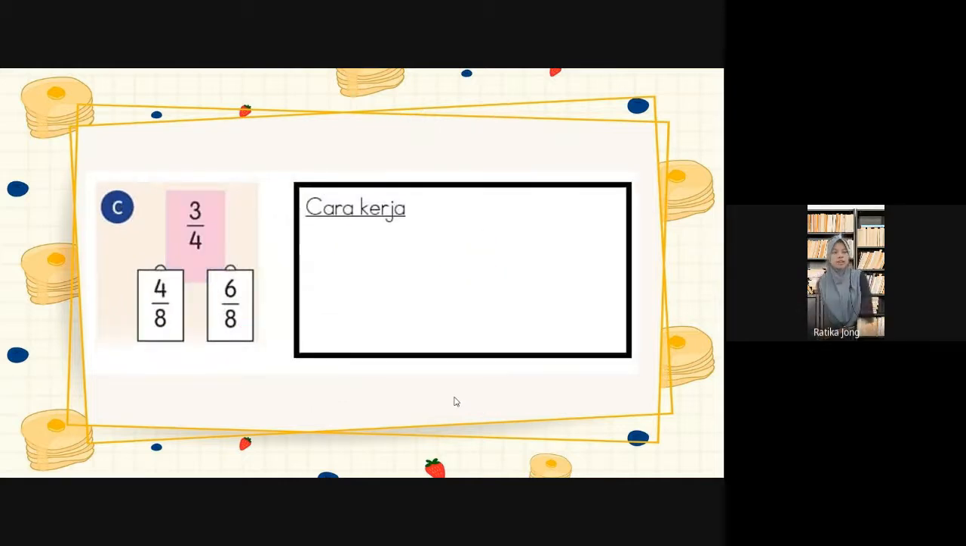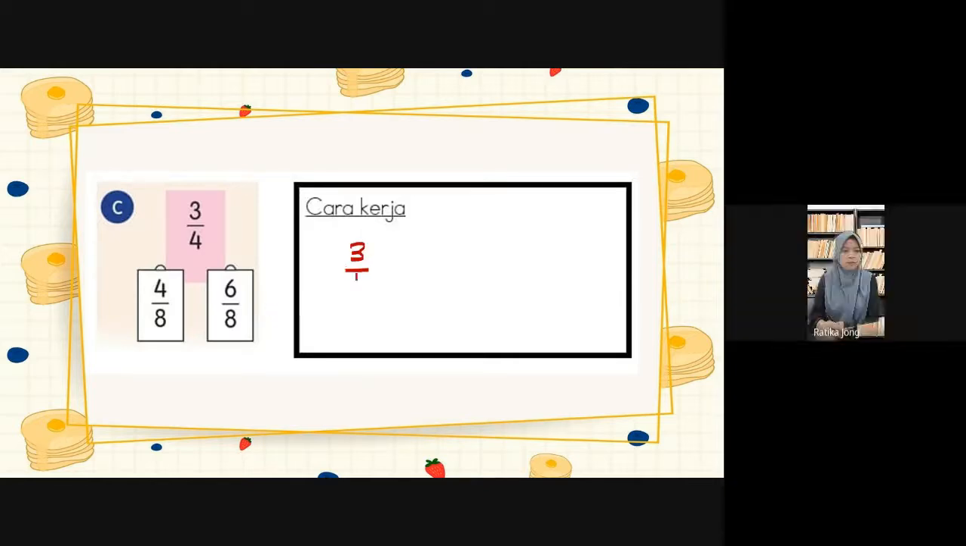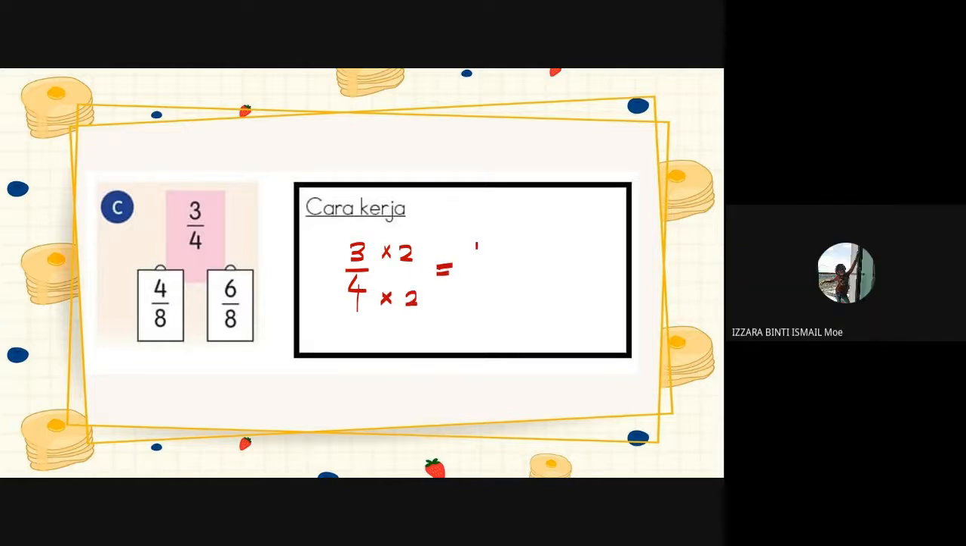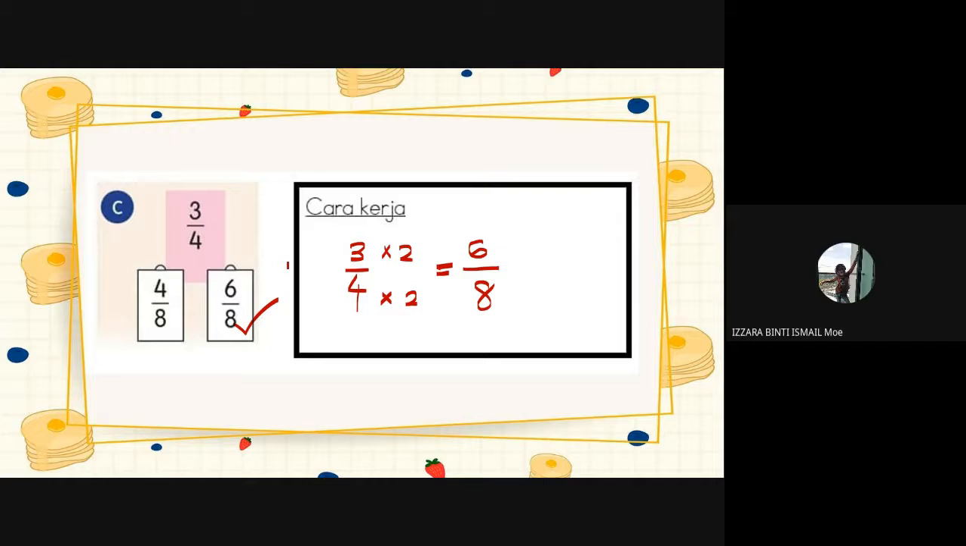Next one. Okay, which one? 3/4 is equivalent to 4/8 or 6/8. 6/8. Ada orang jawab 4/8 sih? No, okay. 6/8. Okay, how do you do that? 3/4. You times by 2. Okay. Tak payah nak ambil nombor yang susah-susah. Ambil nombor 2. Darab 2 saja senang. Okay, 3 times 2 is 6. 4 times 2 is 8. So this is the answer. 6/8. Yes, 6/8.